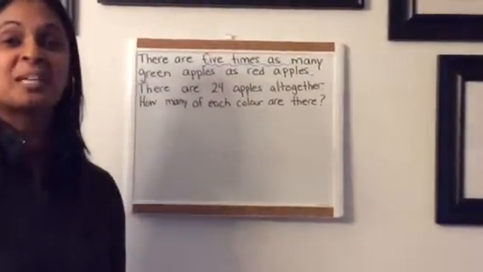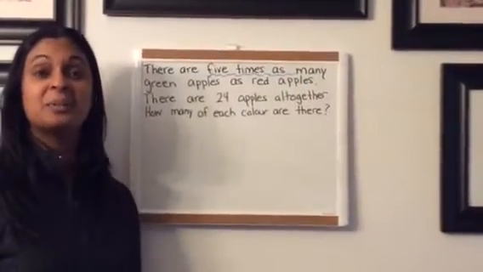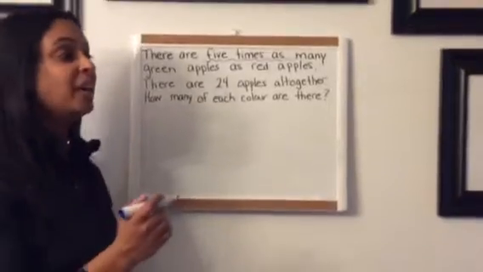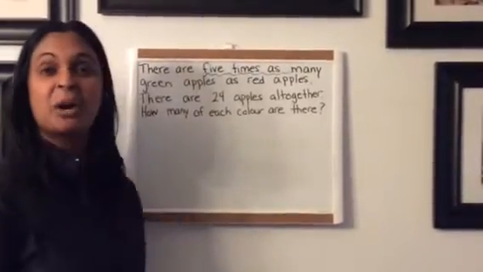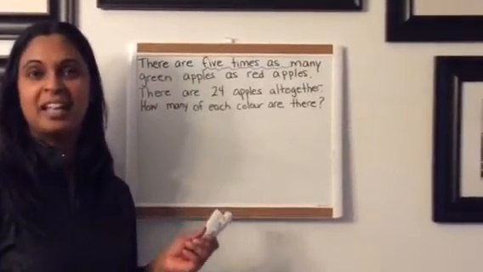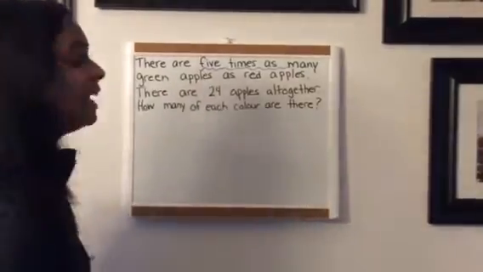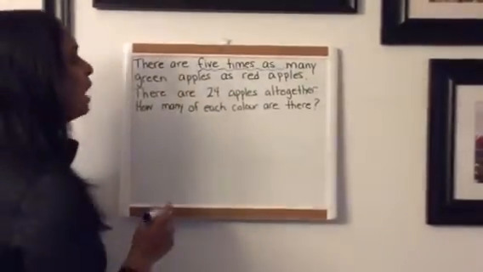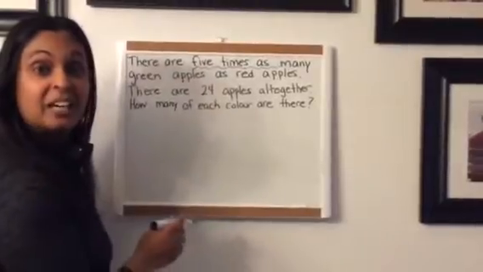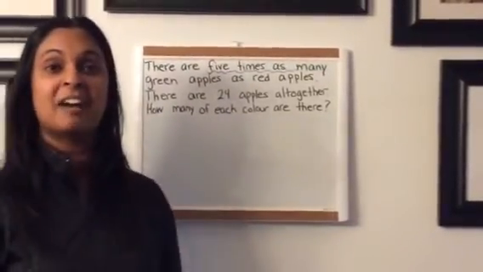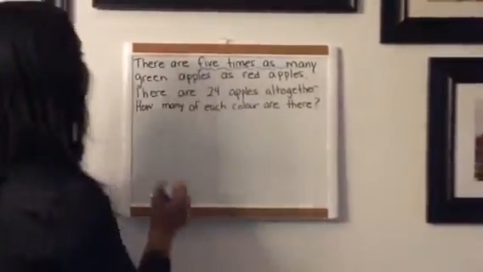I'm going to be going over some more times as many models with you today. We're going to get a little bit deeper into what we were doing from yesterday. Today you're working on pages 79 and 80 in your Jump Math book. I'm going to start with an example here, and then we'll work through it together, and hopefully after that you'll be ready to start your page today.